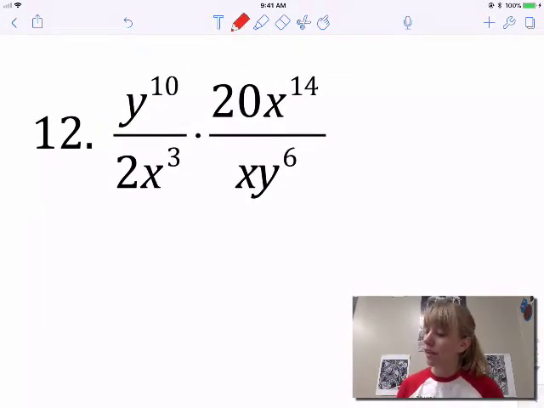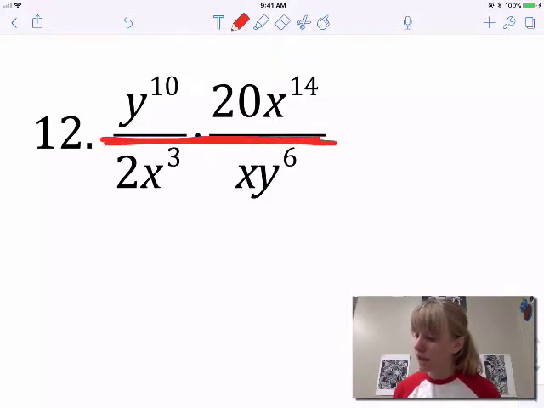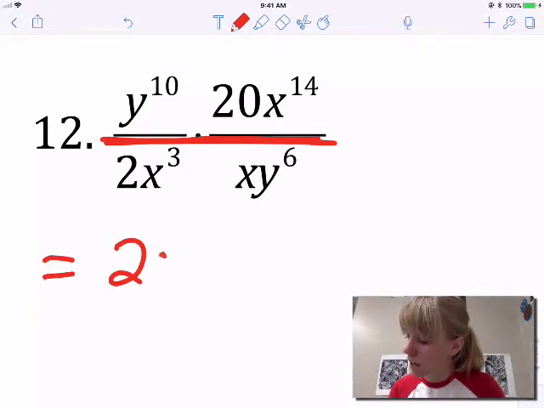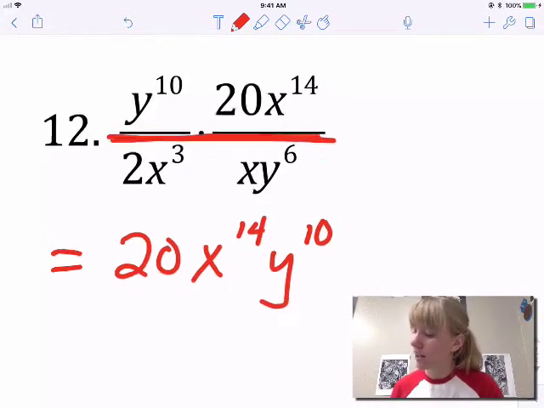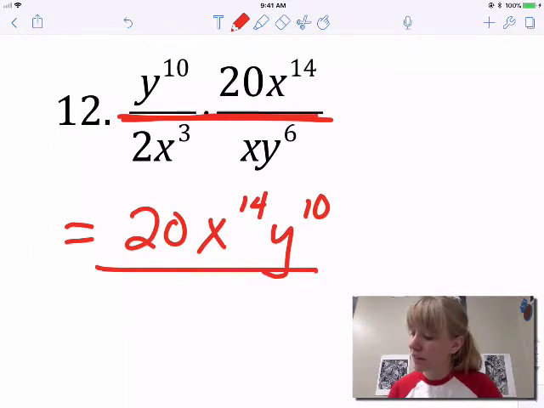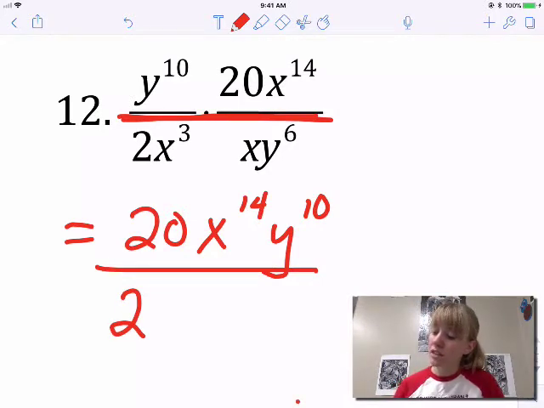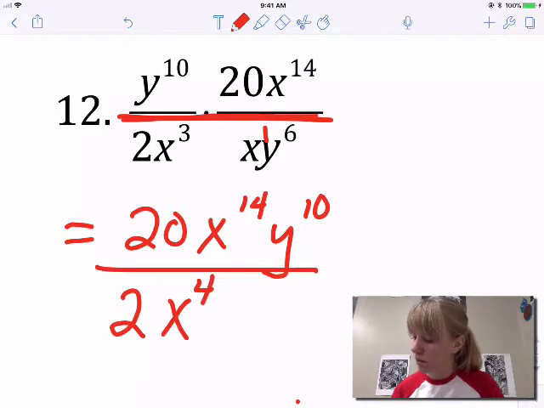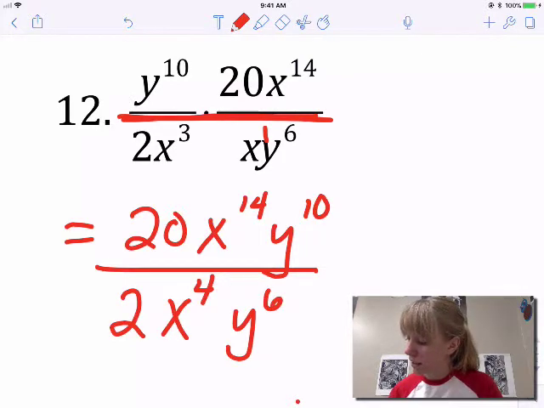If you have a lot going on here, you can go to battle both with your x's and with your y's and really with your numbers as well. Since multiplying just means squish everything together, on the top I've got a 20, I have x to the 14th, and I have a y to the 10th. On the bottom I have a 2, I have x to the third, and then I have 1 more x. So total on the bottom I've got x to the 4th, and then y to the 6th.